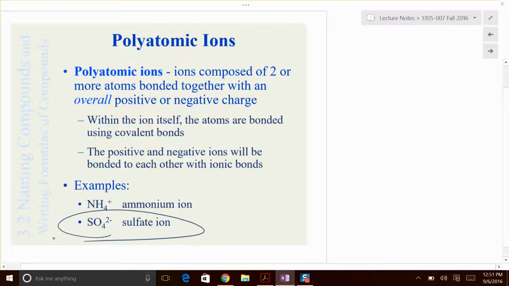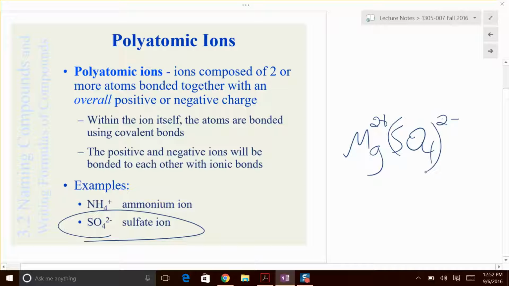Okay? So for example, this sulfate ion. If I want to bind something to that, magnesium SO4. Magnesium has a 2 plus. This has a 2 negative charge for the sulfate. So they can bond together. If I wanted to put potassium with sulfate, K2SO4, because this has a 2 negative and each potassium has a plus 1. So plus 1 times 2 would be the 2 plus. That would balance the sulfate, K2SO4. Okay?